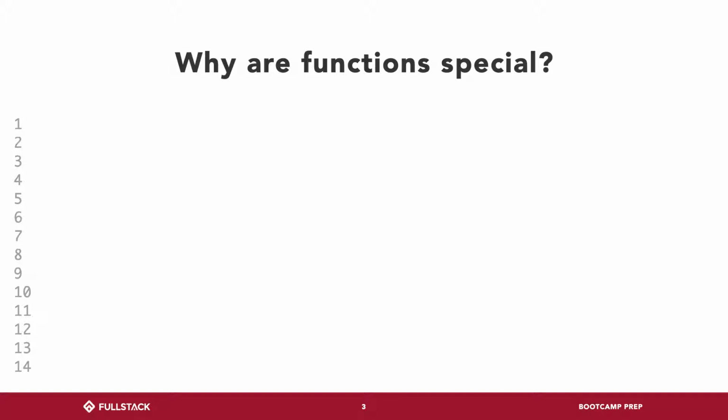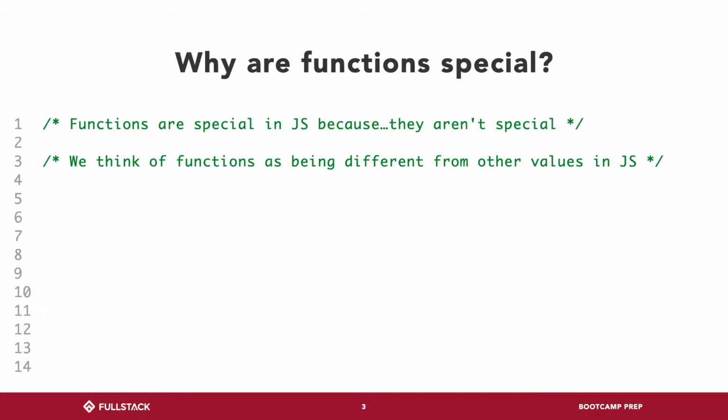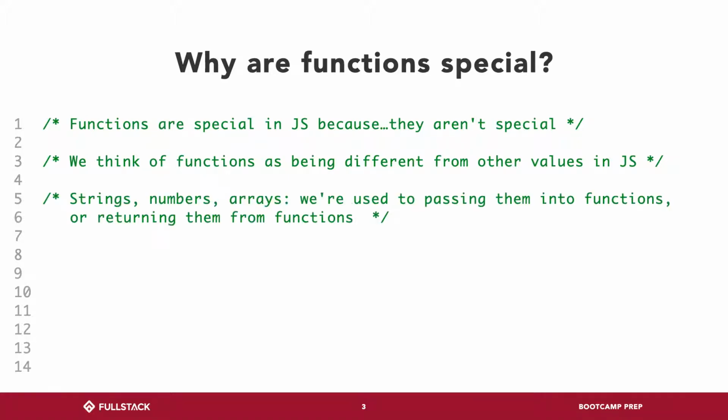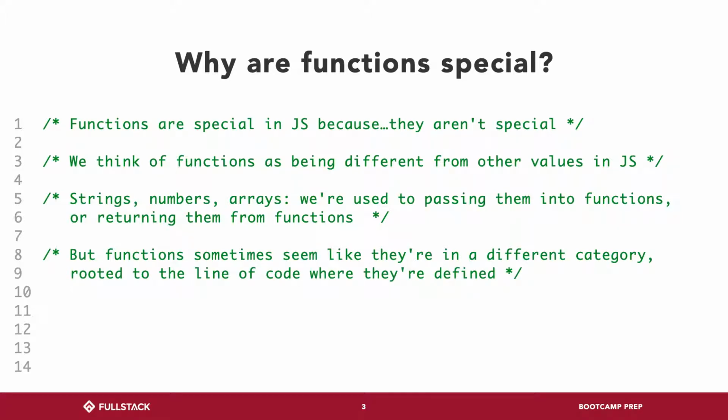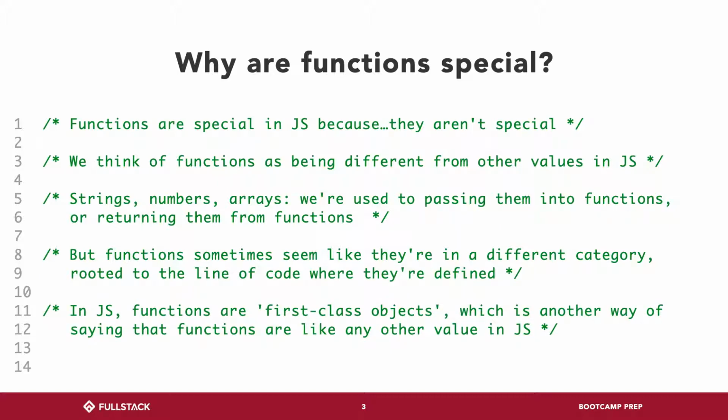So why are functions special? Functions are special because they aren't really. We think of functions as being different from other values in JS, but like strings, numbers, and arrays, we pass those into functions all the time, right? Functions aren't special. You can pass those into functions as well. It seems like they're in a different category, but in JS, functions are first-class objects, which is another way of saying that functions are like any other value in JavaScript, okay? You can do anything with them.